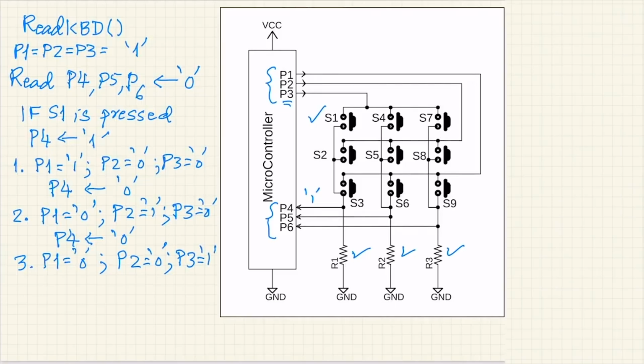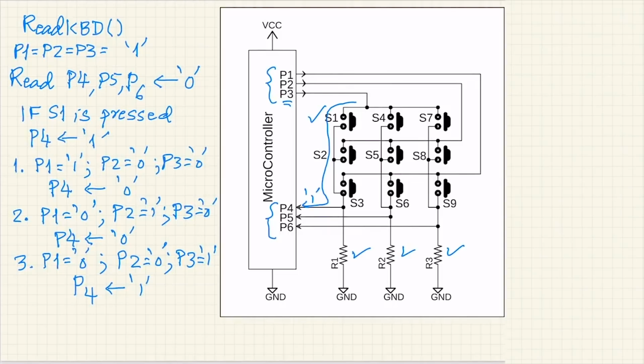The moment it sets P3 equal to 1, because S1 is pressed, the value of P3 equal to 1 will come to P4 as 1. So now P4 will get a value of 1. The microcontroller will read that P4 is 1, and from here it will conclude that S1 was pressed.